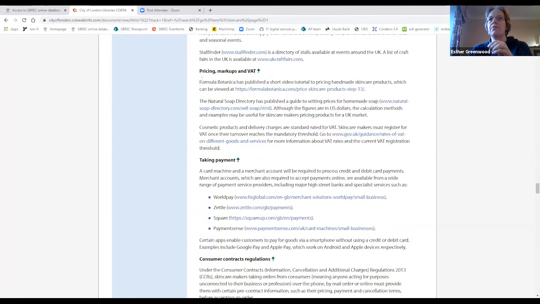Again, there's a section on pricing, markups and VAT and taking payment. So how are you going to work out what your products are costing you to produce, and how much you then need to sell them for in order to make a profit? You'll need to be thinking about that, and this part here will help you.